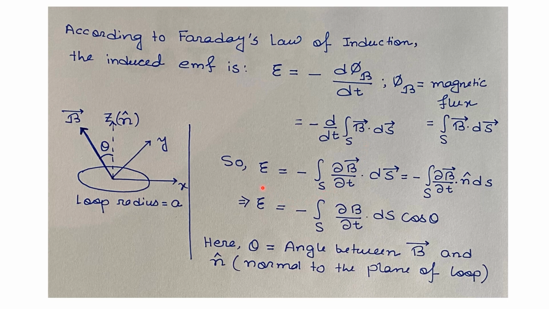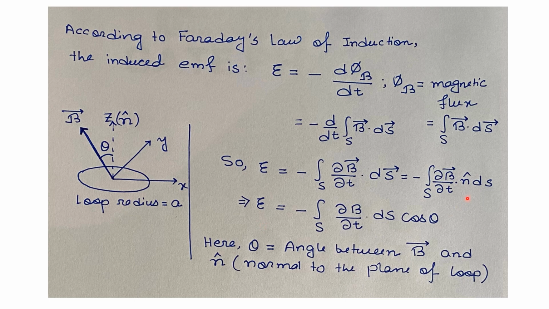We can write this induced EMF as E equals minus the surface integral of del B by del t dot product with the elementary surface vector, that is dS vector. Now n cap vector is along the dS vector, so we can write it as minus the surface integral of del B by del t dot product with n cap times dS.